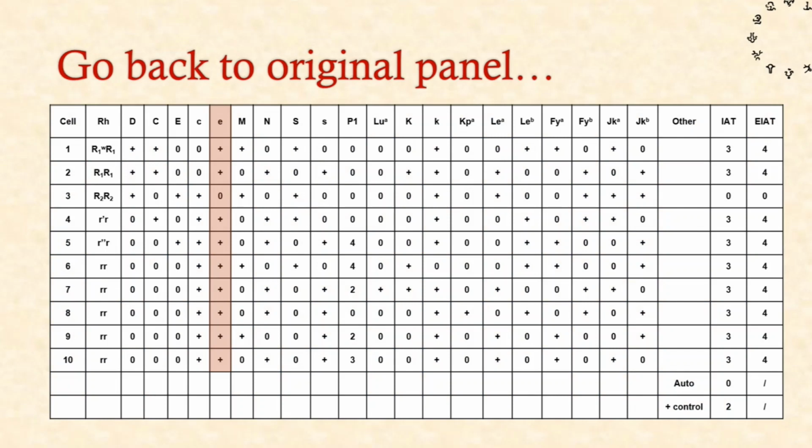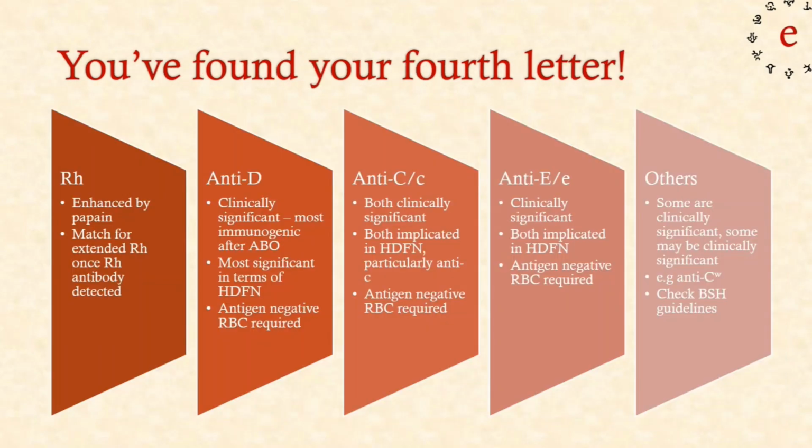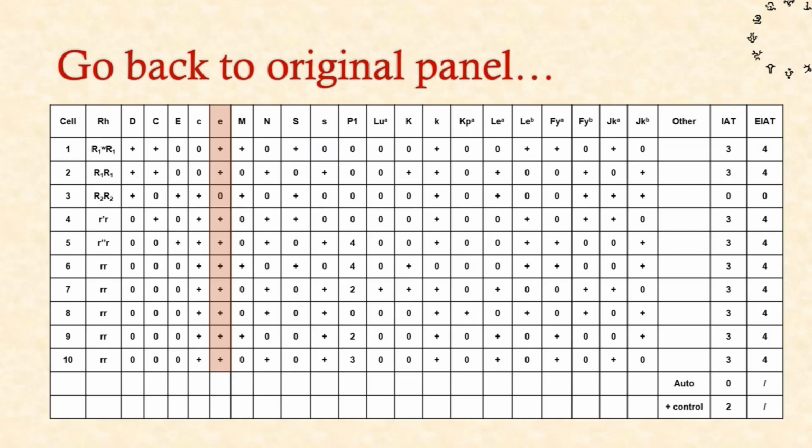So what you've got to do to confirm the presence of this antibody is go back to your original panel. And you'll see here that the pattern matches up as though it's a little e, which is great. If you look at your IAT and enzymes, it confirms it. The pattern matches up. It's also enhanced by enzymes, which Rh antibodies are.